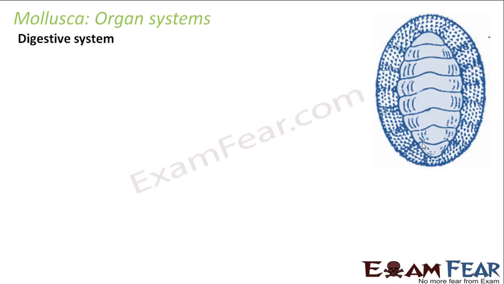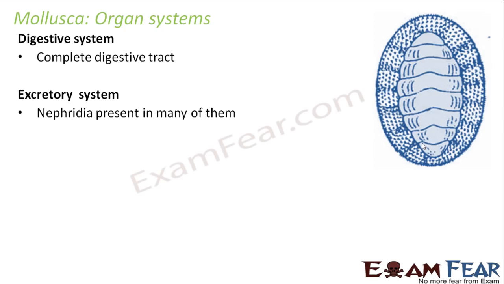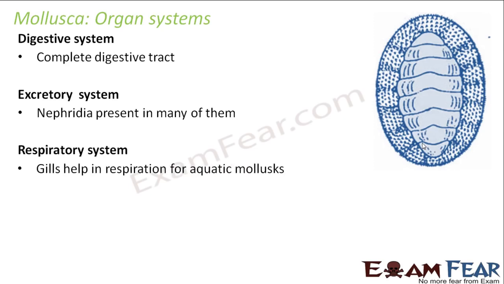So we will again start with the digestive system. They have a complete digestive tract with mouth, stomach, pharynx, esophagus, intestine and anus. So they have a complete digestive tract with 2 openings. Excretory system, they have nephridia present in many of them for excretion, that is for removing waste products from the body. Respiratory system, they have gills which help in respiration.